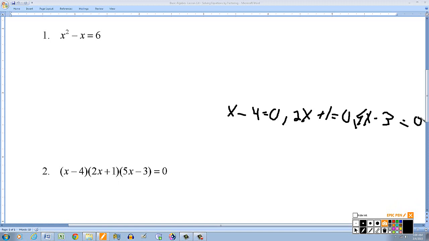Okay, then you just basically solve each equation, isolate the x. So the first one, I add 4 to both sides, and I get x equal to 4. That's one solution.